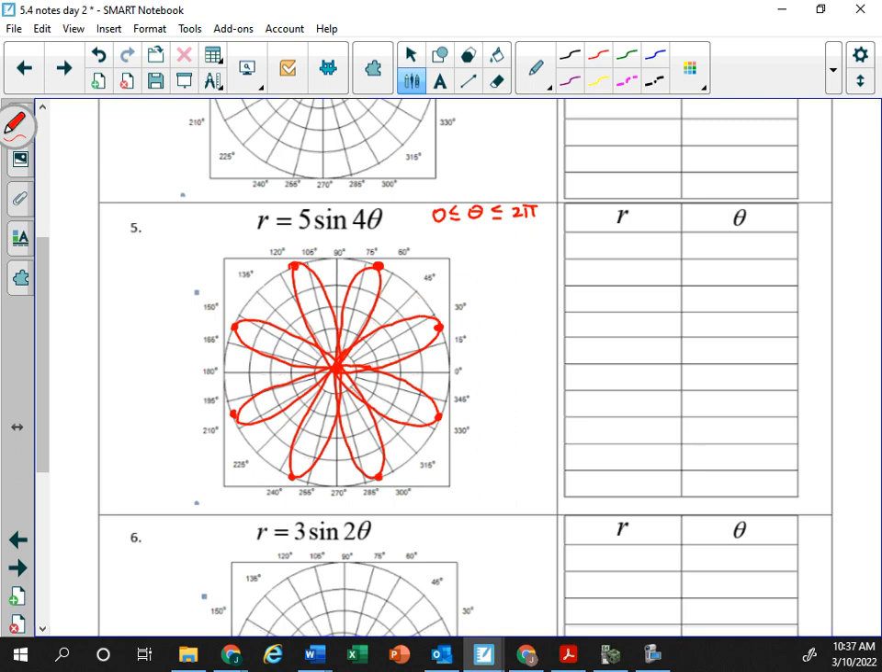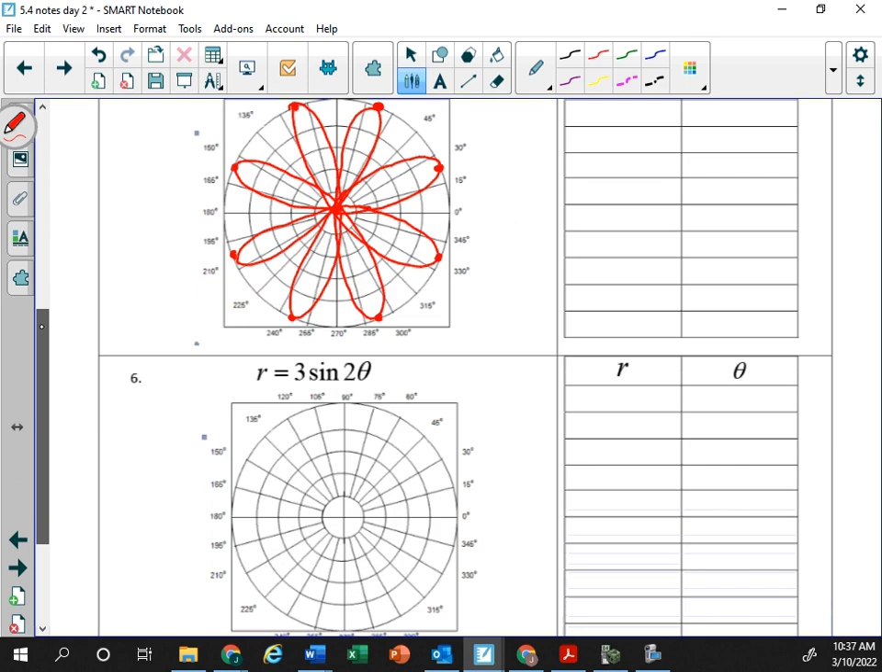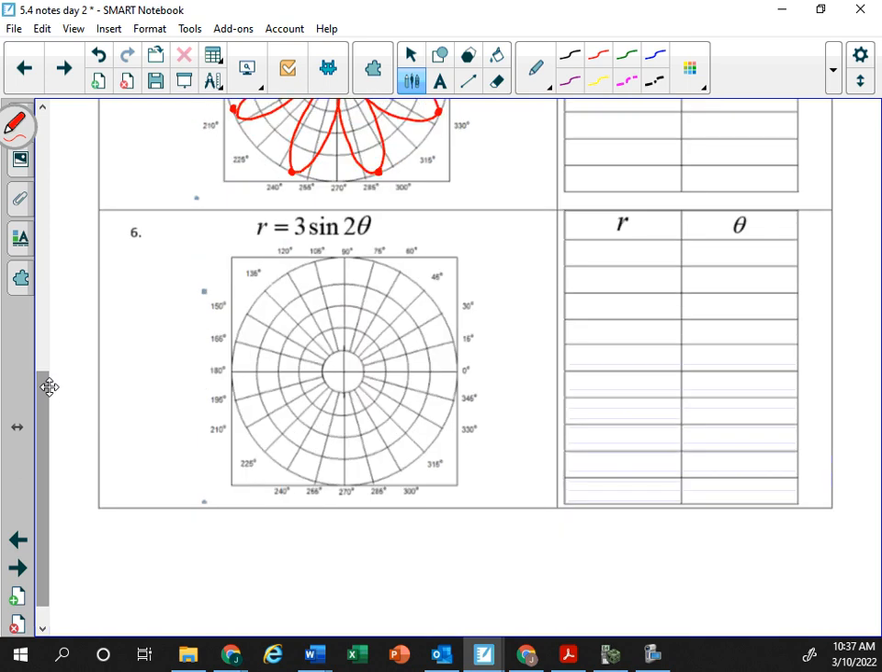Questions on that one? Okay, let's try another one. Another sine one here. 3 sine of 2 theta. So how many petals should it have? 4. I'm going to have you graph it from 0 to pi over 2. Do you know already how many petals you're going to have in your final graph? Good.